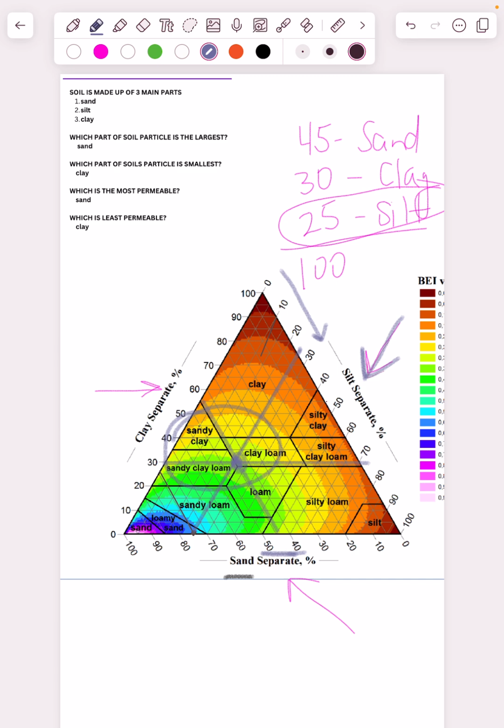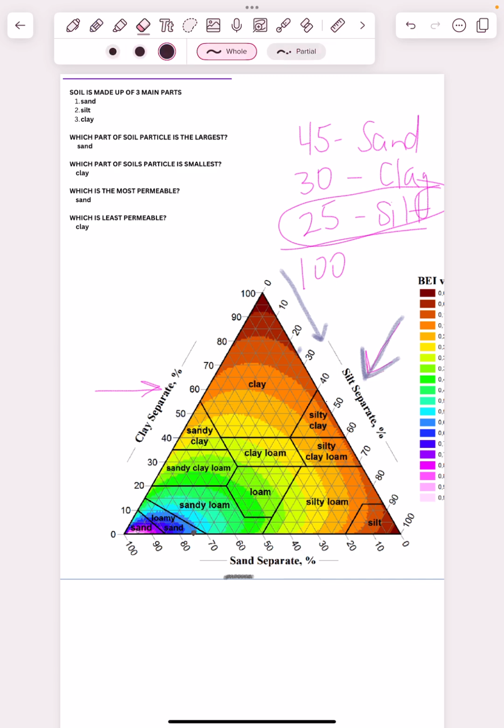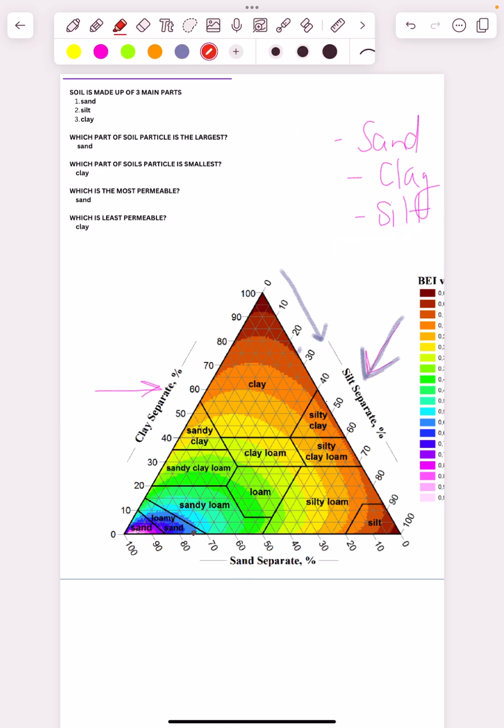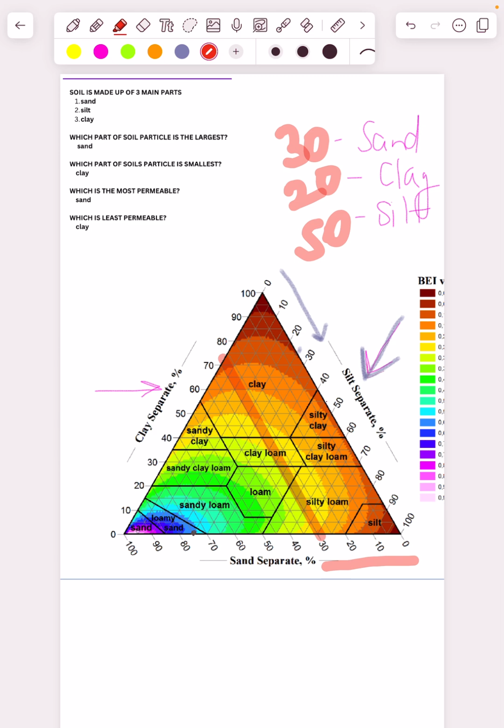Okay, I'll do one more. Let's change these numbers, and let's do 30% sand, 20, and 50, okay? So 30% sand, we're gonna go from here to here is 30, and we're gonna go up. And then we've got 20% clay, 0, you read it this way, 20 is this way, across. And then we've got 50% silt, which is 0 to 50 this way, but it's in an angle, 50.